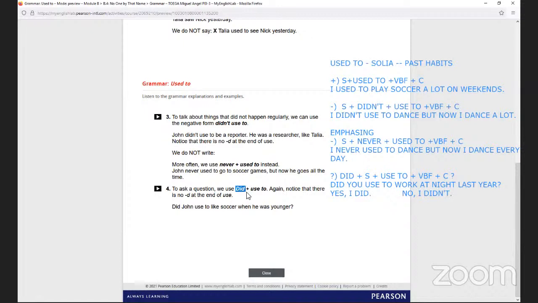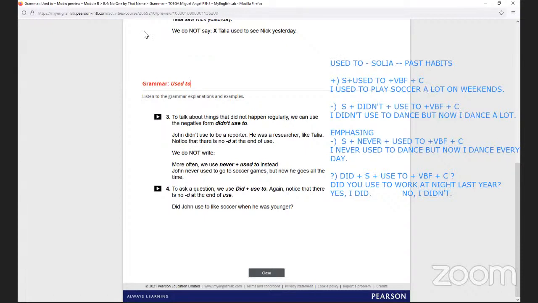With questions, always with did at the beginning and used to after the subject. So both auxiliaries are gonna be before the verb. Did John used to like soccer when he was younger? Maybe yes, he did, no, he didn't. Okay, so the important thing here is the structure, okay? Any question until here, Miguel?